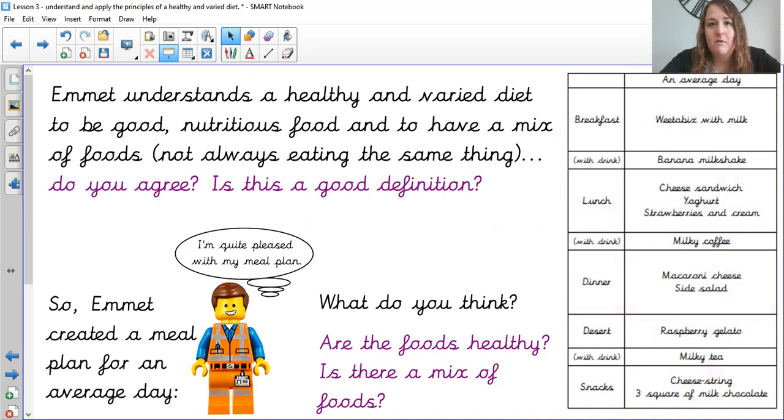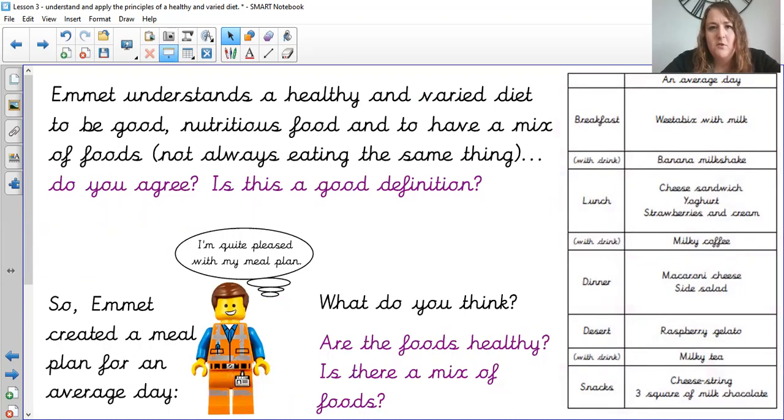But is there a mix of foods? So he's not eaten Weetabix for breakfast, Weetabix for lunch, and Weetabix for dinner, but there is something he has repeated a few times. I wonder if you can spot what he's repeated a few times. Okay, so hopefully you're thinking, well, there's milk with the breakfast, so Weetabix and milk, and then a milkshake, and then cheese and yogurt and cream, and more milk in the coffee, and macaroni cheese, and raspberry gelato, and a milky tea, and a cheese string, and milk chocolate.